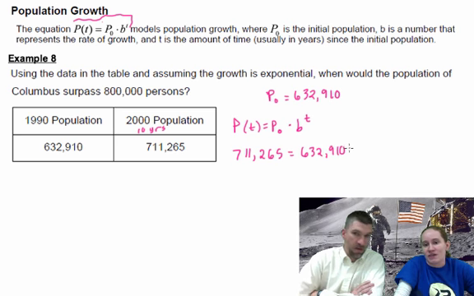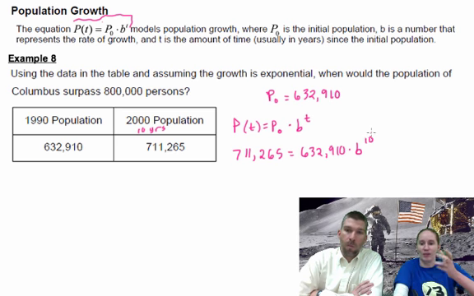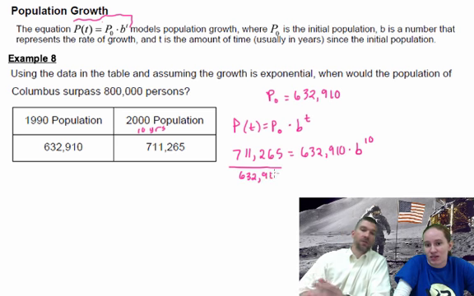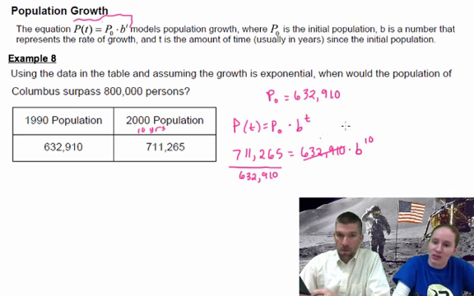632,910. Okay. We don't know B. That's what we're trying to find, but we know that this is all happening when they're 10 years apart. Right. So we can solve for B. We can. Let me just punch this into my calculator real quick. Divide both sides by 632,910.